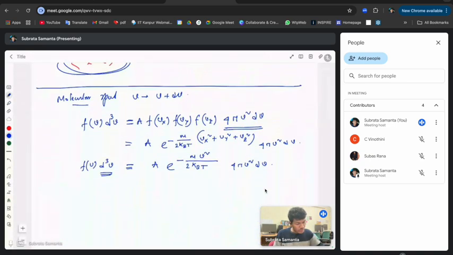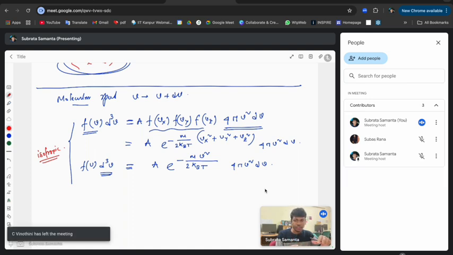When we multiply these things, your f of V is just the product of f of Vx, f of Vy, f of Vz times V square. This is only true for the isotropic case. We consider isotropic distributions, so in each and every direction the velocity distributions are the same. That's why when you consider the speed distribution, we just multiply along these three directions: f of Vx in the x direction, f of Vy in the y direction, and f of Vz in the z direction, because the distributions are isotropic.